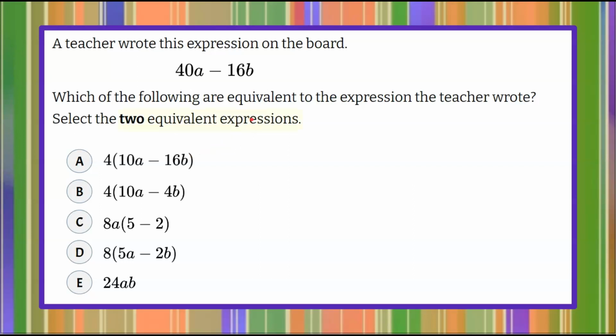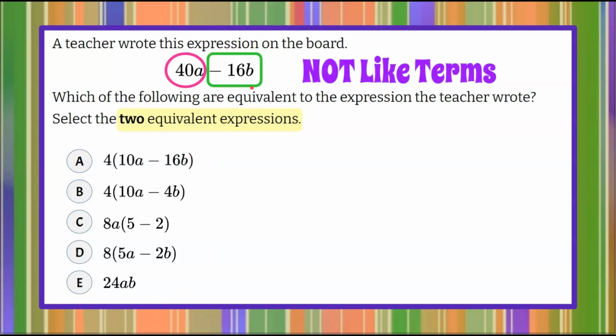Welcome back. So again, we're finding 2 equivalent expressions to 40A subtract 16B from these 5 answer choices. We have 40A and negative 16B. These are not like terms. Like terms must have the same variable raised to the same exponent. A and B are 2 different variable terms. Therefore, this is written in simplest form and we cannot simplify it any further. So we cannot subtract these. We need to leave the expression written like this.